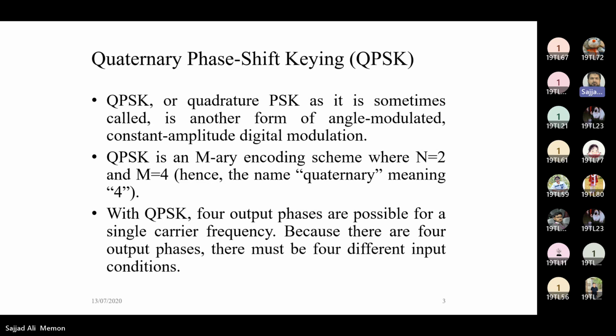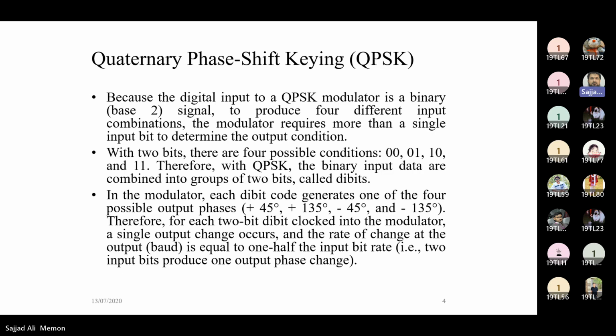With QPSK, 4 output phases are possible for a single carrier frequency. Because there are 4 output phases, there must be 4 different input conditions. Because the digital input to a QPSK modulator is binary, to produce 4 different input combinations, the modulator requires more than a single input bit to determine the output condition. So with 2 bits, there are 4 possible conditions.